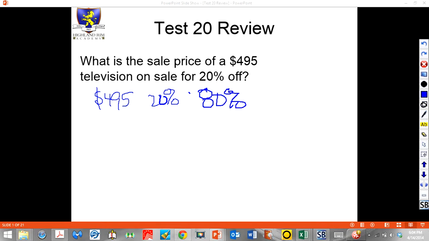So 80% of the price, to keep in mind, is 0.8 in decimal. So 0.8 times 495 is going to give you the final sales price, 80% or 20% off. So 0.8 times 495. That's 0 carry 4, 72 carry 4, and you got 6, carry 7, 32 plus 7 is 39. So your sale price is going to be $396.